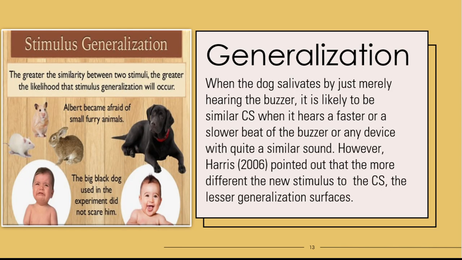Next, generalization. When the dog salivates by just merely hearing the buzzer, it is likely to do so with similar conditioned stimuli, when it hears a faster or a slower beat of the buzzer or any device with quite a similar sound.